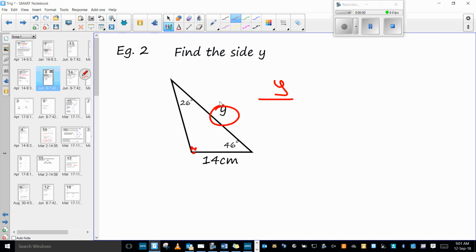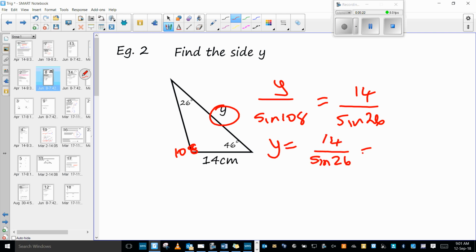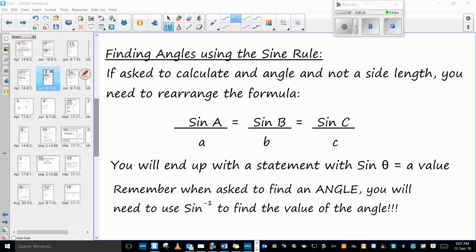So we're going to have y over sine 108 is equal to 14 over sine 46, and we can chuck that in. Alright, so 30.4. Those examples were finding side lengths. If you recall, you can just invert the sine rule. You only need to be given one version of it, and you then just flip it the other way up.